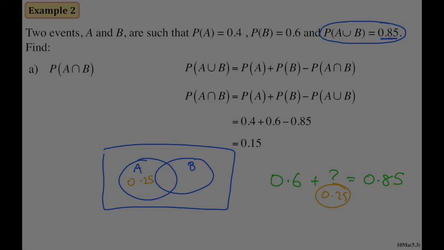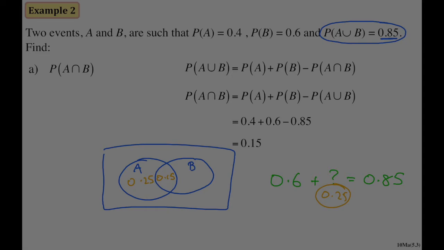When I look inside the A circle now, I can see I've got a 0.25 and it needs to add up to 0.4. 0.25 and 0.15 add up to 0.4. 25 and 15 add up to 40. So 0.25 and 0.15 add up to 0.40.